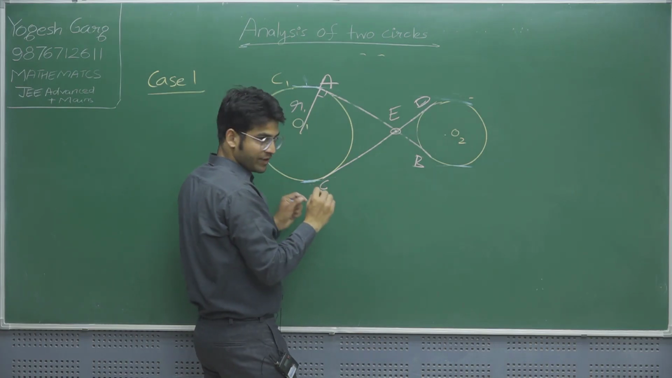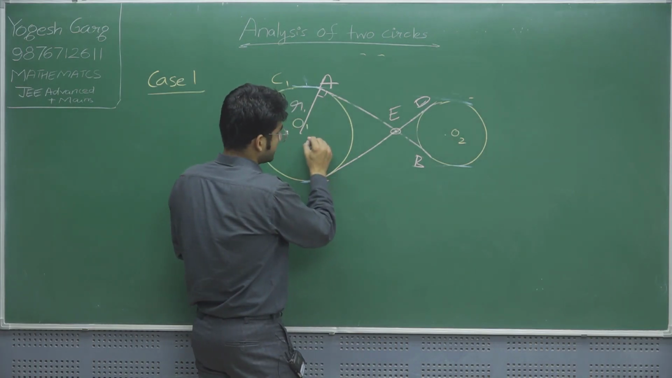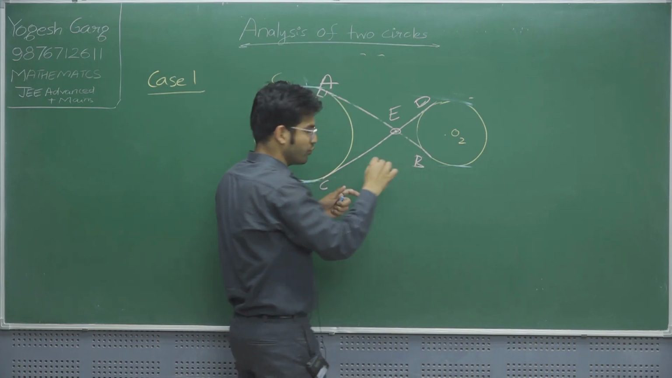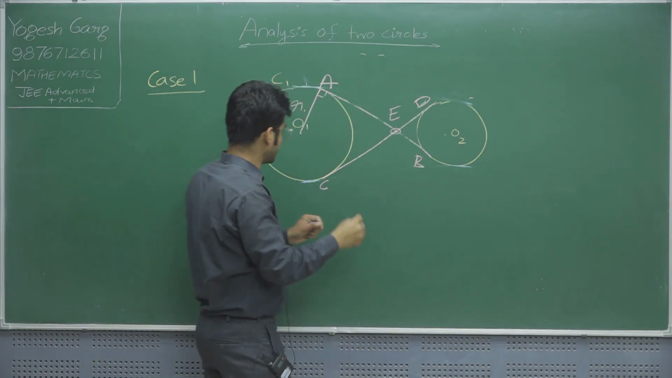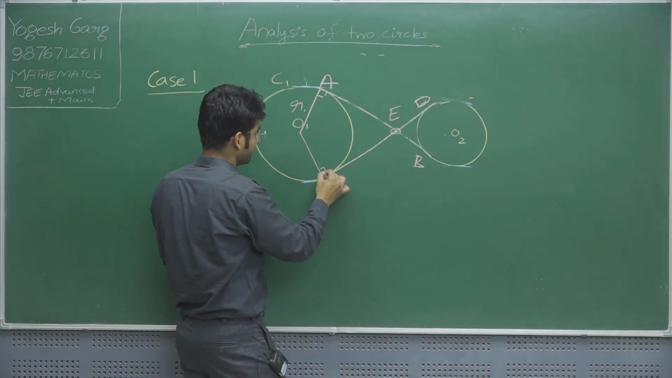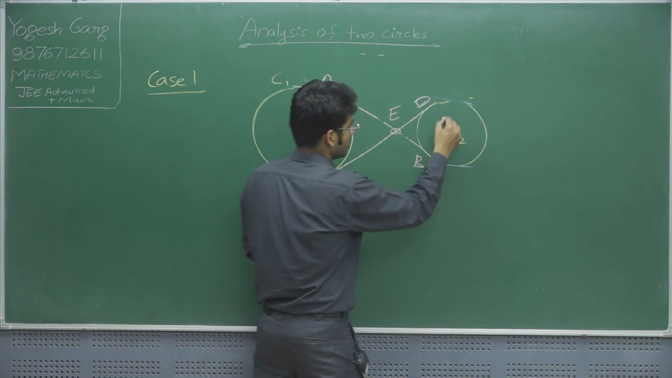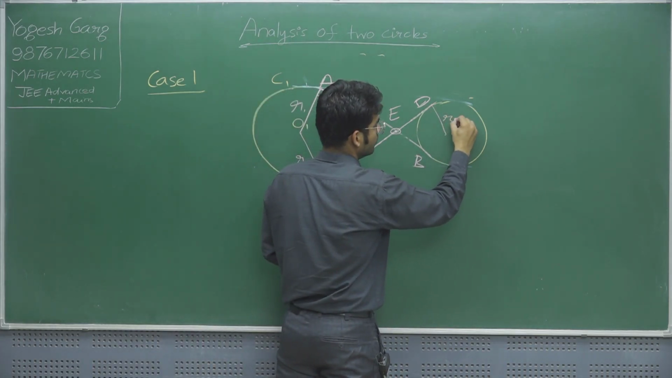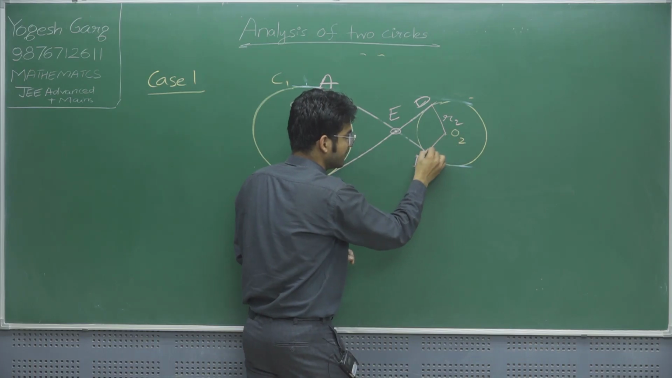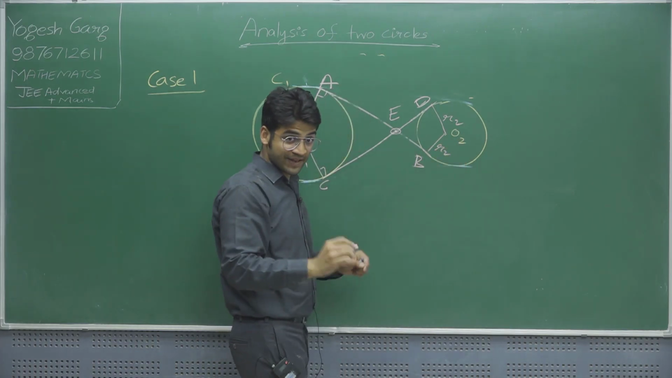Similarly, we are just making the figure, right? So join O1C, it will be R1 again. Join O2D, it is R2. Join O2B, it will be R2.